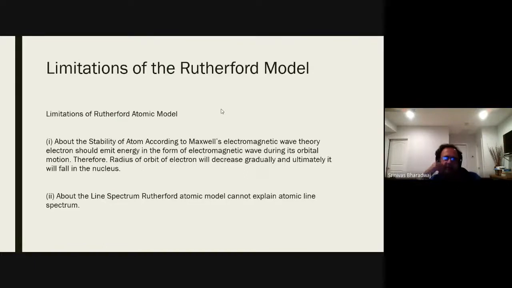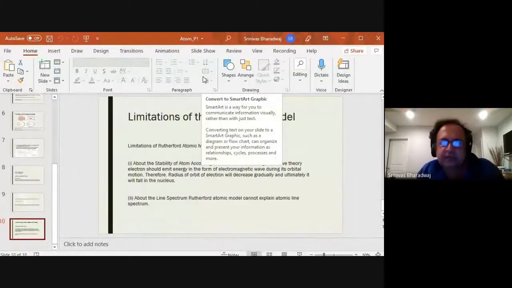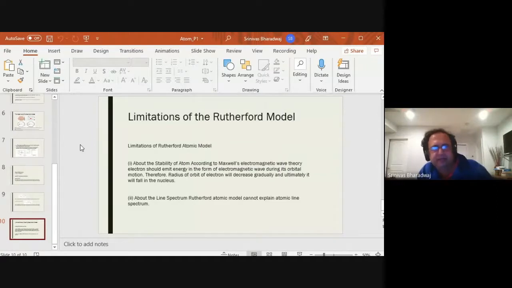The second thing is the line spectrum. Rutherford's model could not explain the atomic line spectrum. You have the hydrogen spectrum, helium spectrum, etc., which produce these lines, and those were not being explained by the Rutherford model. So those were the two initial models that were discovered: the Thomson model, and then the Rutherford model.